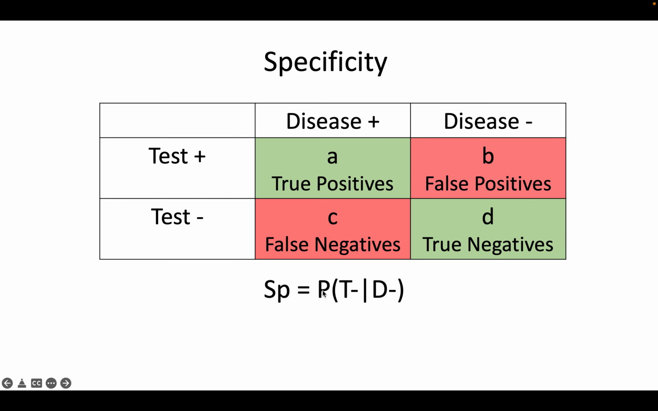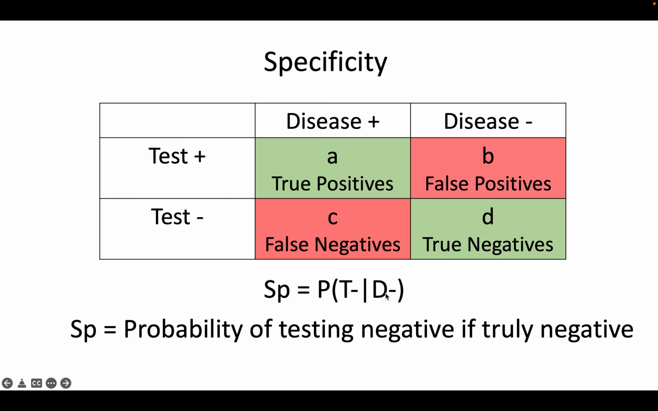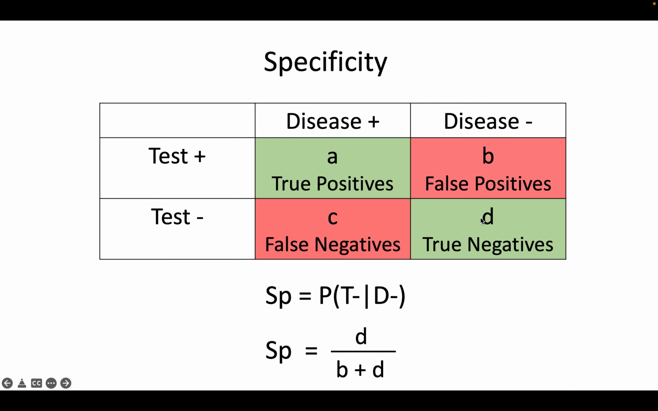Specificity is the probability of testing negative given that you're truly disease negative. And that's D over B plus D. So the proportion of true negatives out of all of the truly disease negatives.